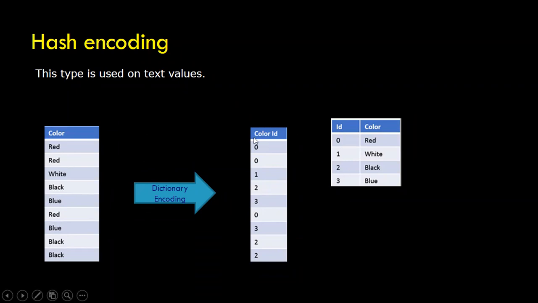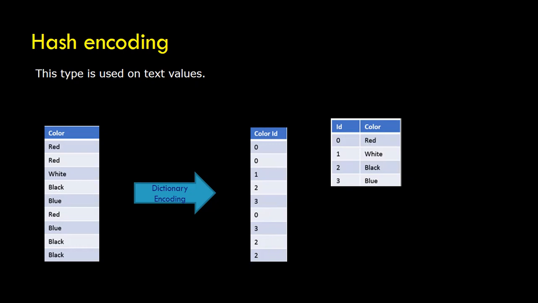Wherever red is there, 0. So when you refer to this dictionary, 0 is nothing but red. It's kind of a lookup table. So 0 is red and 1 is white. Wherever you see 2, those values are related to black, and 3 is related to blue. You understood, right? So in the case of a text data set, hash encoding is used.